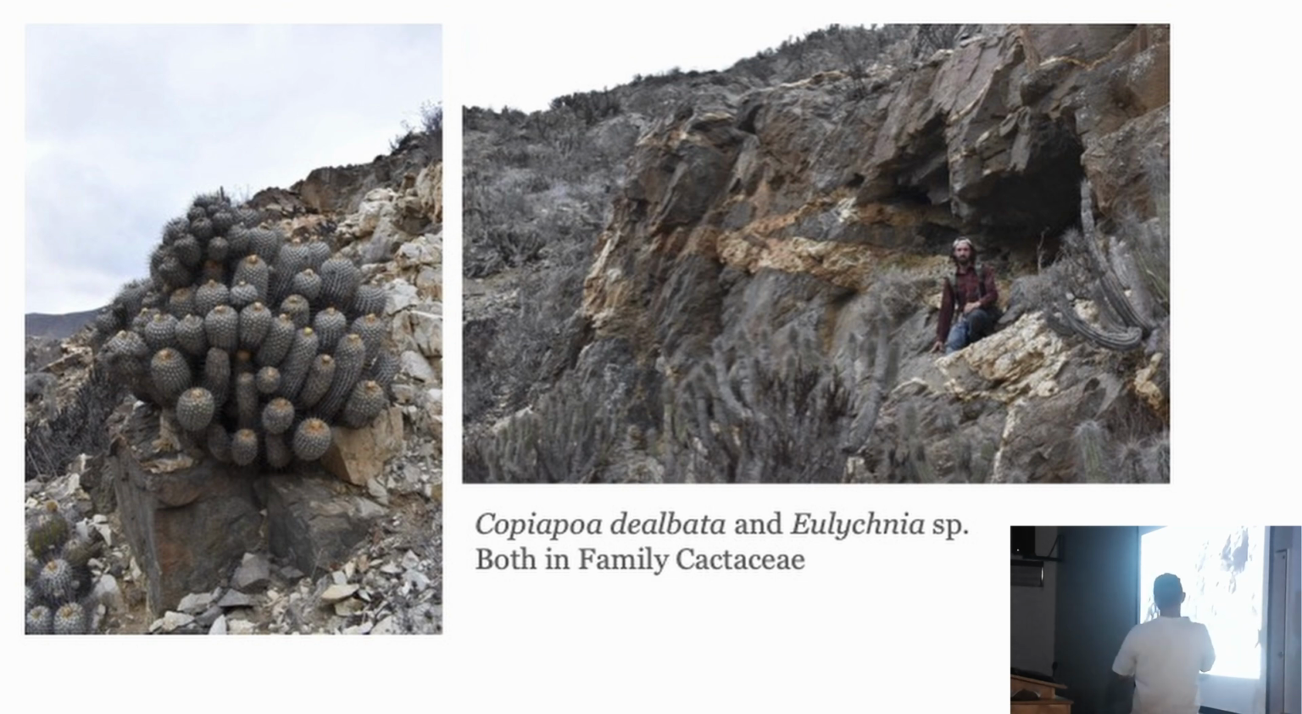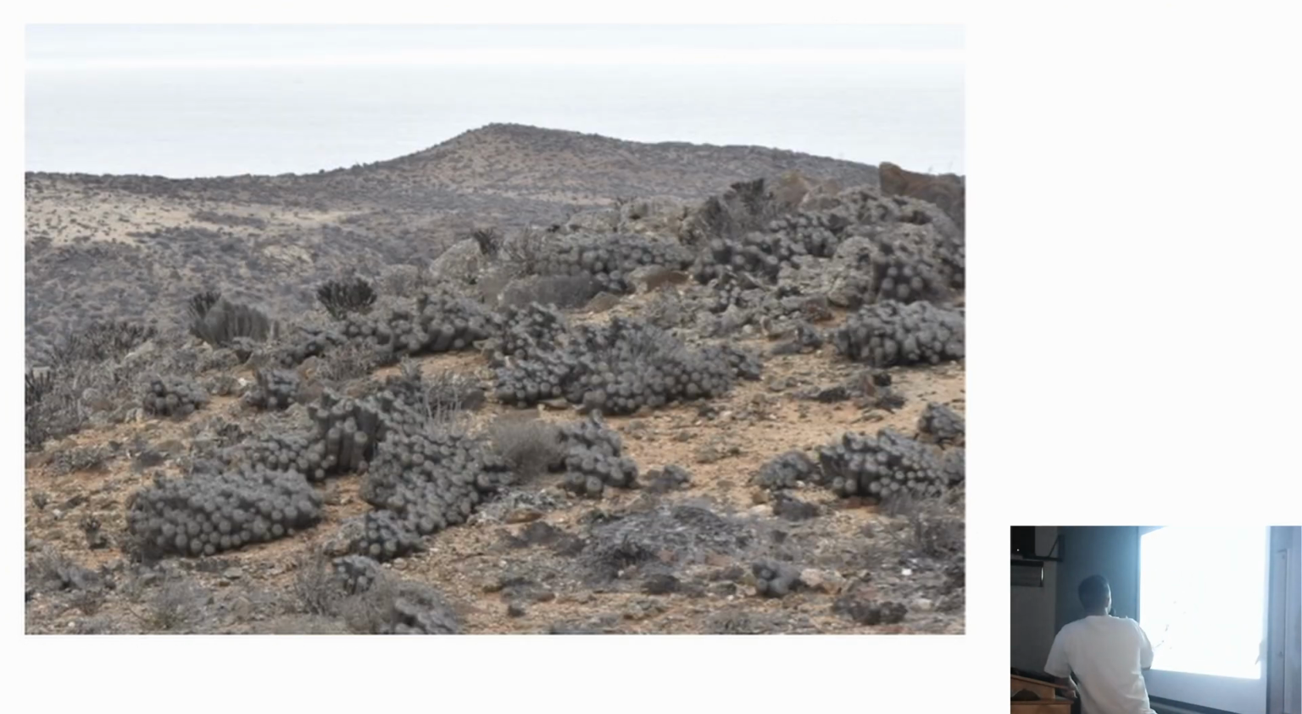Anyway, Eulychnia is the species right here. Really cool cactus. So I just like thinking about how with these plants you could tell that the connection is there. The lineage is there, but it's been millions of years since they last shared a common ancestor, but they've each speciated according to their different habitats. Again, huge clumps of Copiapoa.